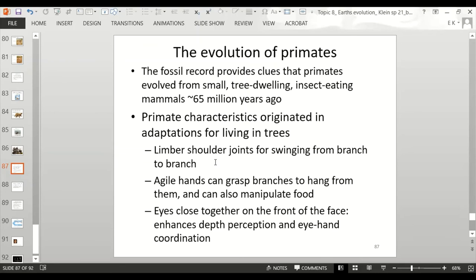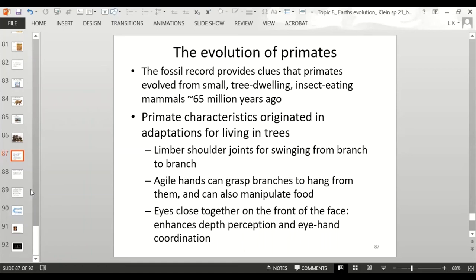Primates have agile hands that can grasp branches in order to hang from them, and also can manipulate food easily, like opening up nuts or peeling open fruit. You have agile hands to do that. Also, primates have eyes that are close together on the front of the face, which enhances depth perception and eye-hand coordination, which is necessary for swinging around in high trees, because you want to be able to see the branches that you're going to swing onto. So these are primate characteristics related to living in trees.